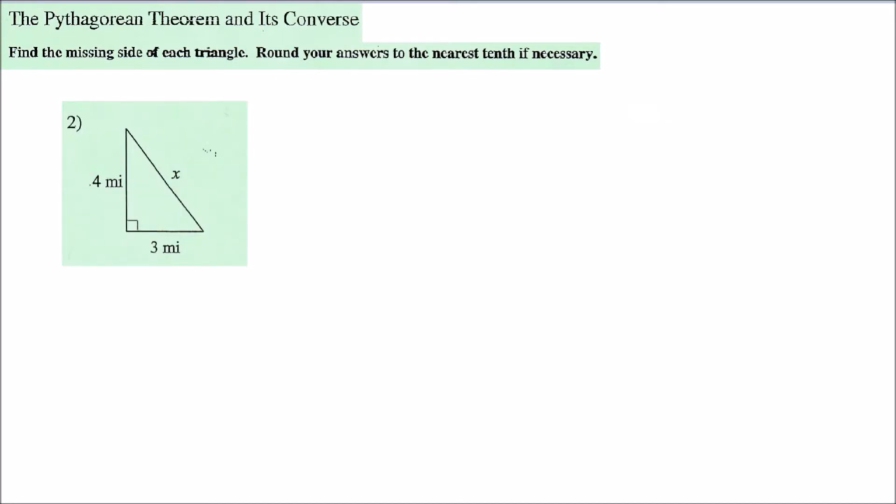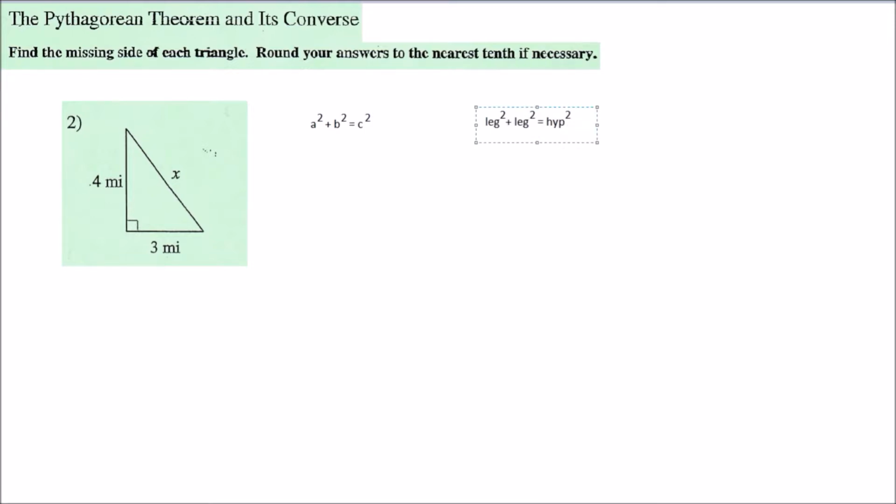So here we go with number 2. So again, we're looking at a right triangle. We've got the 90-degree angle here. We know two sides, looking for a missing side, so I can use Pythagorean theorem for this. So whether I want to do a squared plus b squared equals c squared, or I want to do leg squared plus leg squared equals hip squared, either way it should work out.